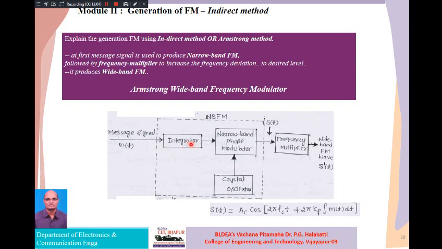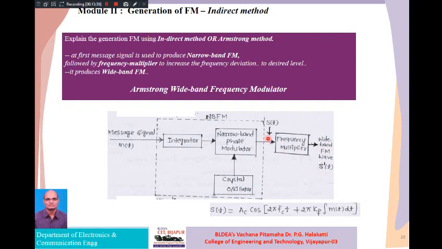Then the integrator output is applied as input to the phase modulator, where the locally generated crystal oscillator frequency is also applied as input. With the help of these two, we get the narrowband frequency modulated signal, that is S of t. When we apply this S of t, the NBFM, as input to the frequency multiplier, we get the wideband FM, that is S dash of t. Let us see how this happens.